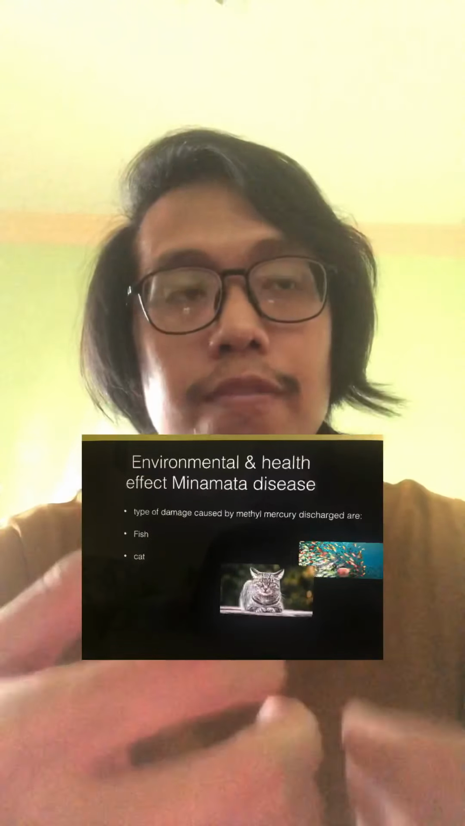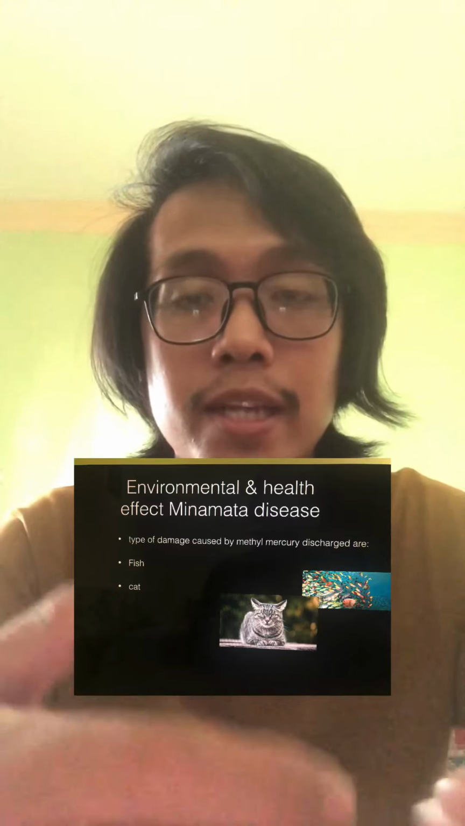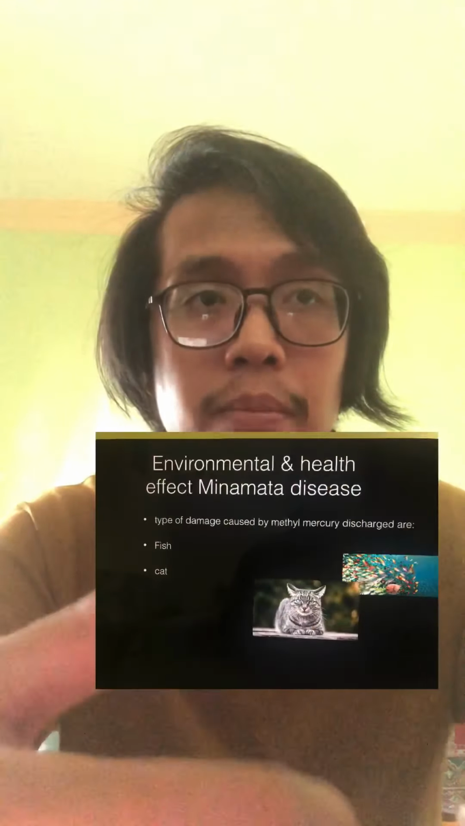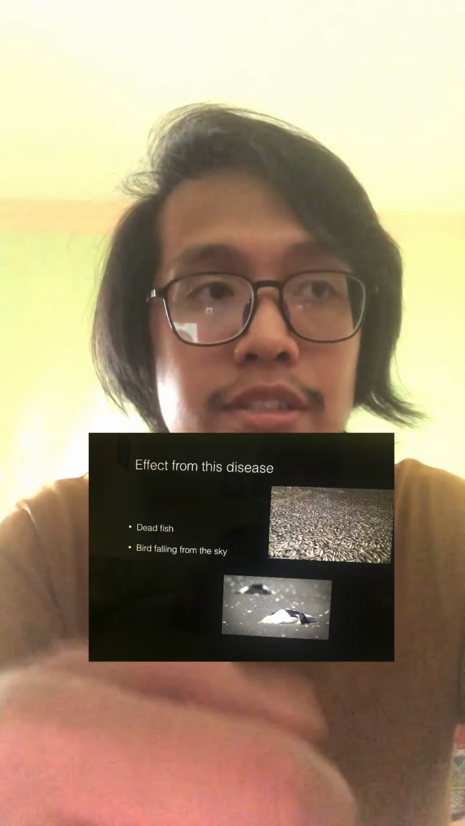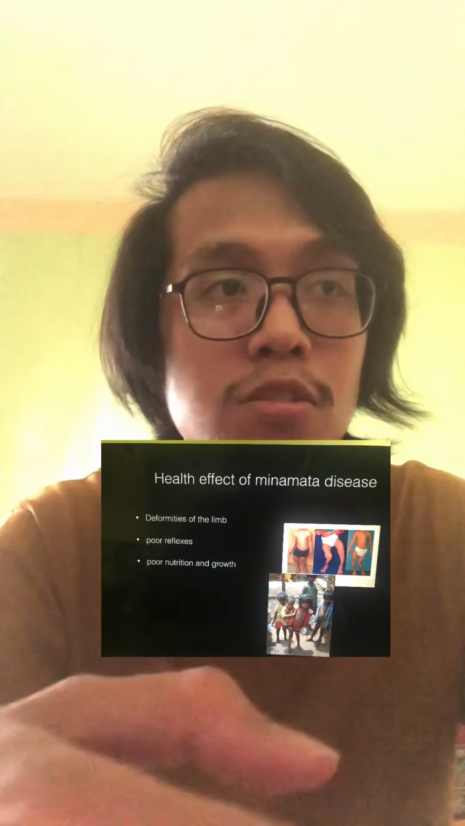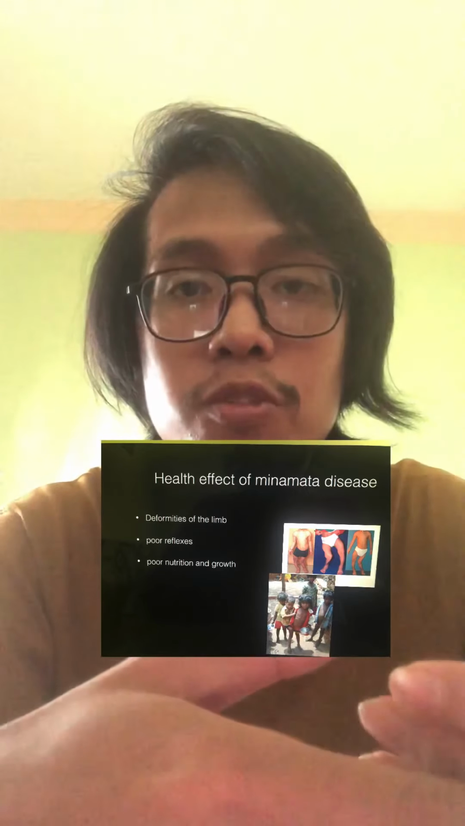Next slide, I will explain about environmental and health effect of Minamata disease. Minamata disease can affect our environment and our health. Type of damage caused by methyl mercury discharge are fish and cat. An effect from this disease, it can cause dead fish and birds falling from the sky. For the health effect of Minamata disease, it also can cause deformities of the limb, poor reflex, and poor nutrition and growth. I will explain about legal actions.